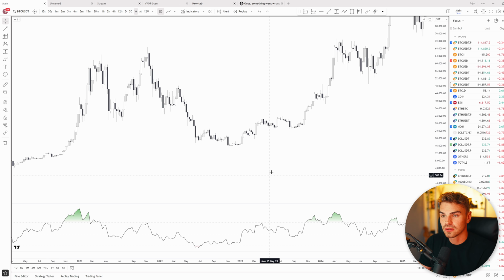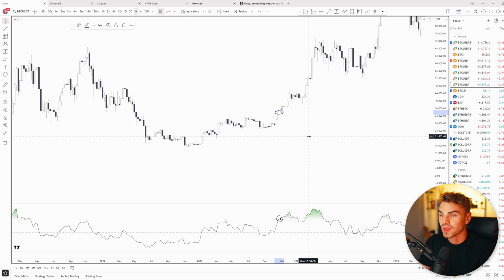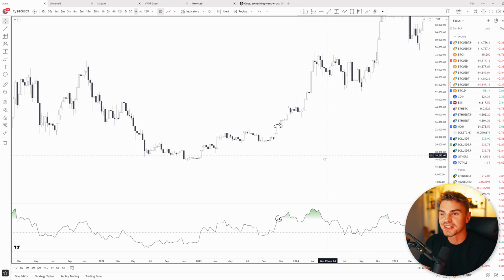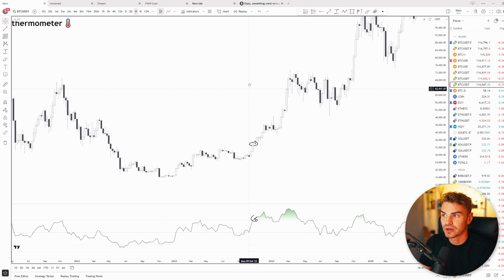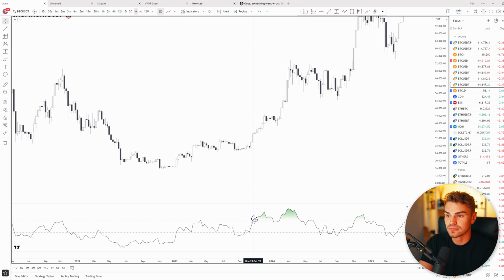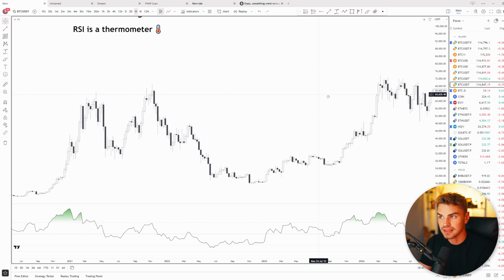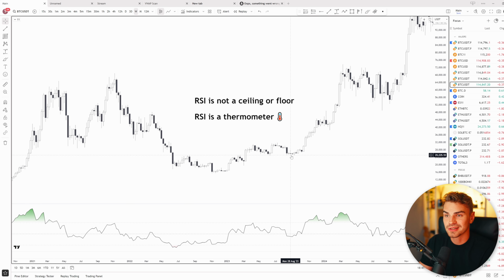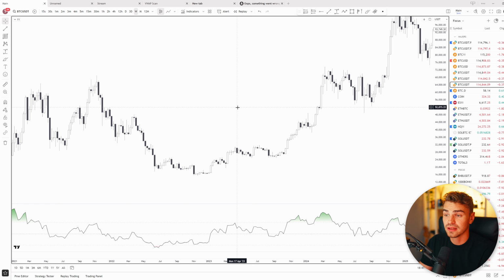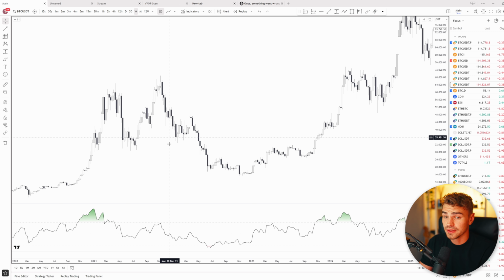Same goes for down. Let's take this peak as an example. Right here, overbought. Is it really though? Right here, this is where we're at. The beginner RSI gurus are going to tell you that this is where you should be careful, this is where you should short. No, what happens? Price rallies, okay? So it's not a ceiling or a floor. It's a thermometer. It shows you that, hey, it's actually getting really hot, and the other way as well.